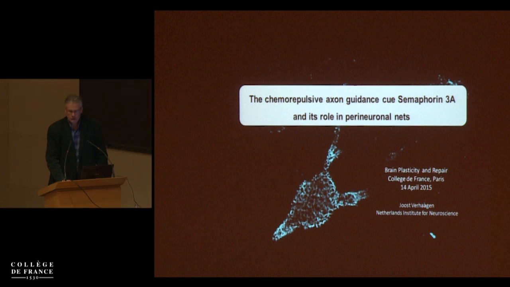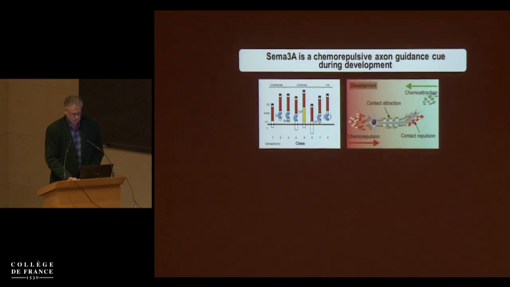On semaphorin 3A, a repulsive protein that has been mentioned already a couple of times. I will discuss work that we have done showing that this repulsive axon guidance molecule is associated with perineuronal nets and perhaps has an important role in these plasticity-associated structures. During development, semaphorin 3A is a chemorepulsive axon guidance cue.